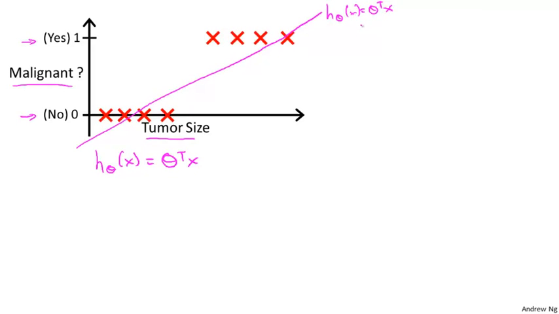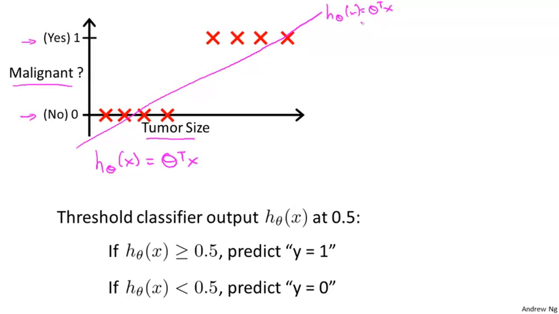If you want to make predictions, one thing you could try doing is to threshold the classifier output at 0.5, that is, at the vertical axis value 0.5. If the hypothesis outputs a value that's greater than or equal to 0.5, you predict y equals 1. If it's less than 0.5, you predict y equals 0. Let's see what happens if we do that.